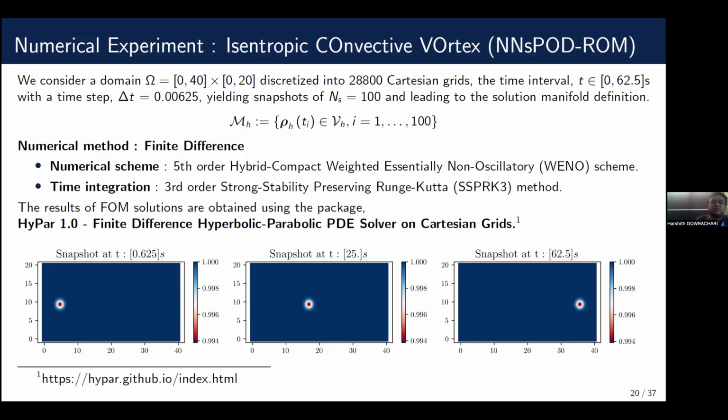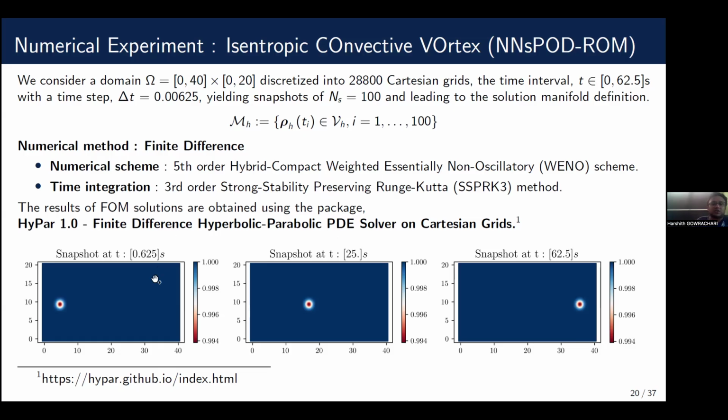And since this test case is very popular for higher order methods, to obtain this solution we use a library called the finite difference hyperbolic PDE solver on Cartesian grids, where they have implemented the fifth order WENO scheme and third order strong stability preserving Runge-Kutta schemes, which is recommended in all the numerical experiments people are doing in the community. So I'm following the same steps.